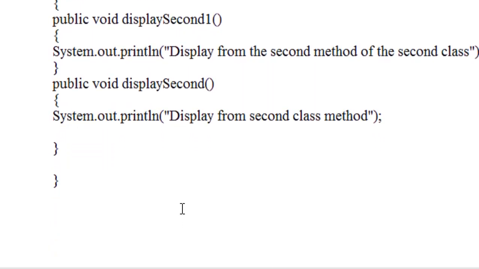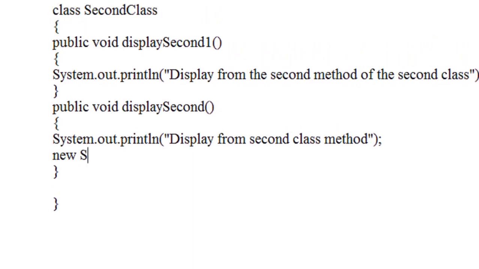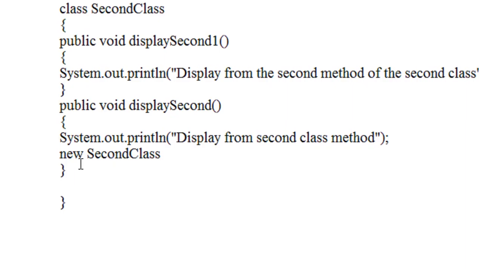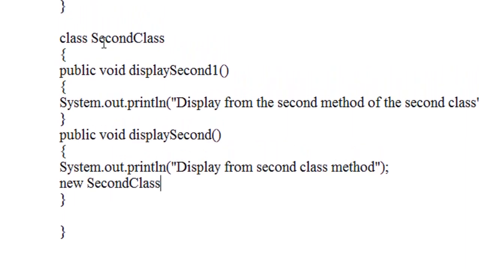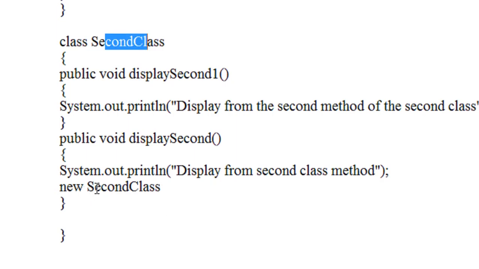Now I am not using a reference variable. I just create an object by using the new keyword. Here the class name is second class. I just use the new keyword to create an object, so new second class, with the function brackets. Now I call the second method that I already created in the second class: new second class dot display second one.